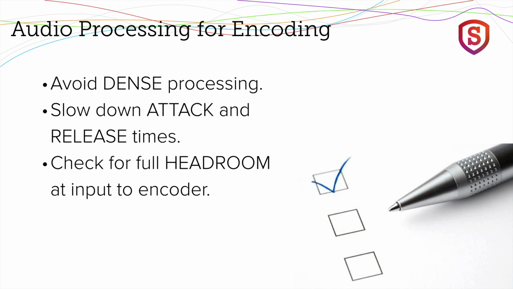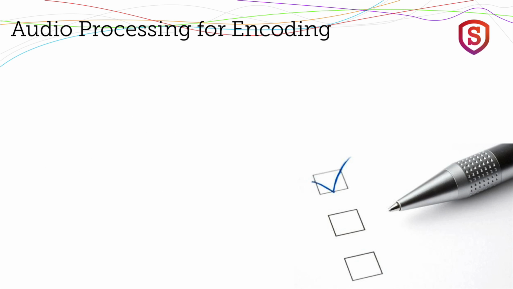Check for full headroom at the input to the encoder. What does that mean? Well, if you're using an audio processor that is external to your audio encoder, you may have the output of it turned up too high, and you're not allowing any headroom for the input to the encoder. So you need to check that very carefully. Make sure you're checking your metering with regard to peaks, and do not ever go above, well, certainly not above 0 dB full scale on the encoder's input, because that's going to hurt and make distortion.